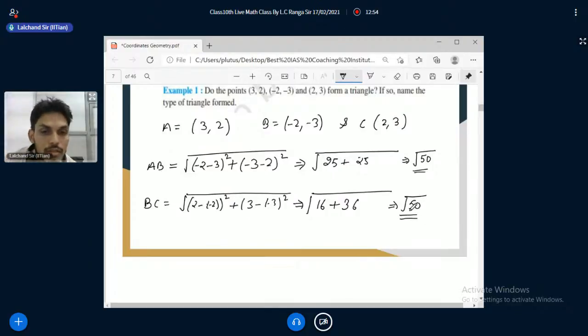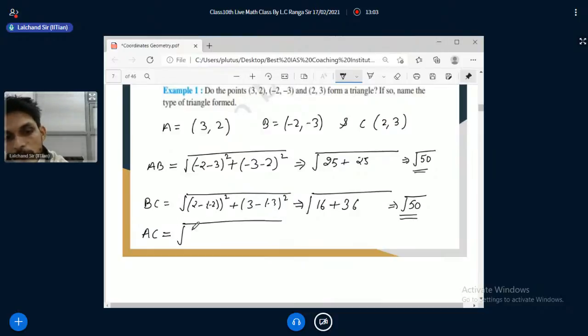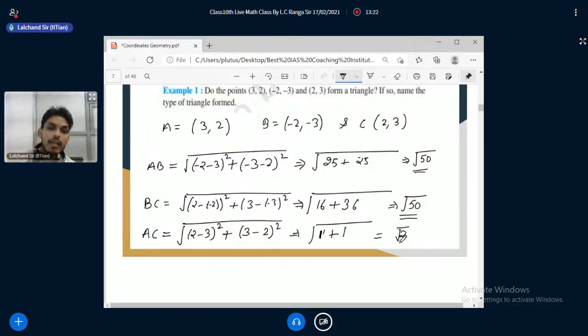Okay, now find out AC, distance between point A and C. Again apply distance formula, (2 minus 3) square plus (3 minus 2) square. So what is the value of this? This is 1 and this is 1. Okay, so this is √2.